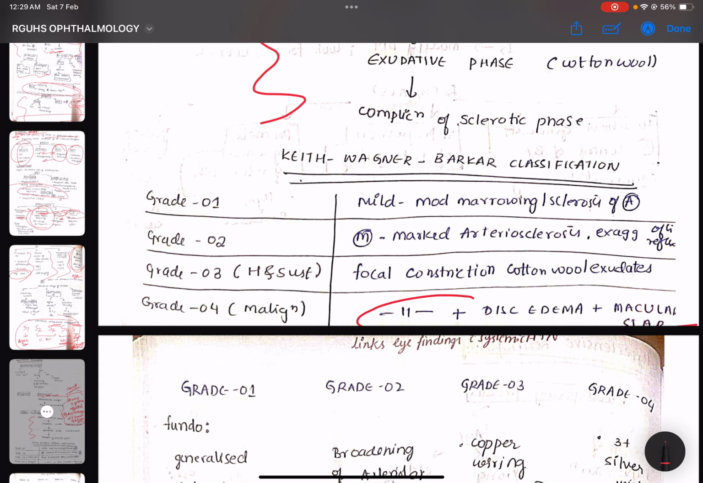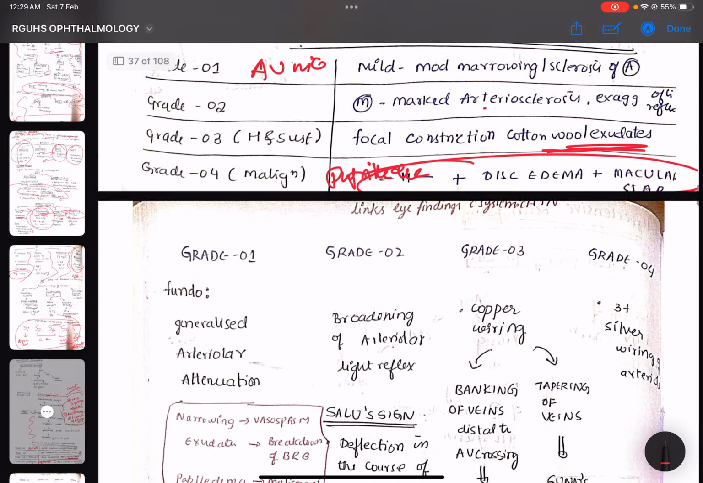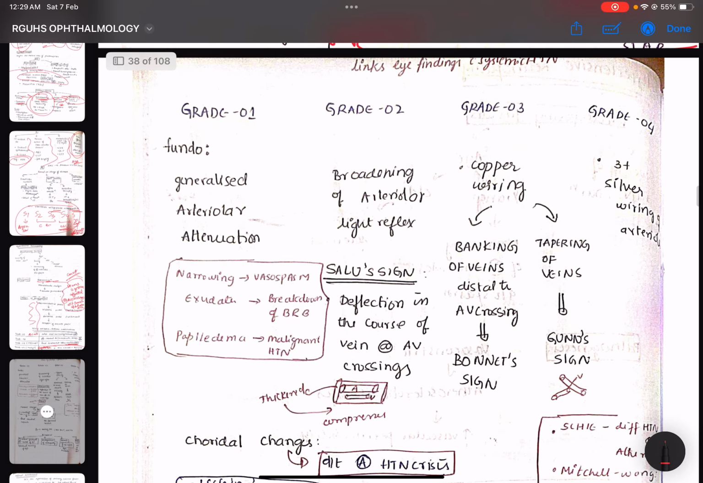Again, if you cannot remember, this is papilledema, a cotton wool exudate, and this is the artery. Again, you have AV thickening and sclerosis. Again, remember the same thing. Place it accordingly. Okay. Then I think all of you know this.